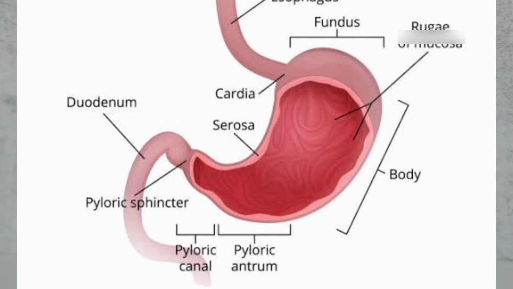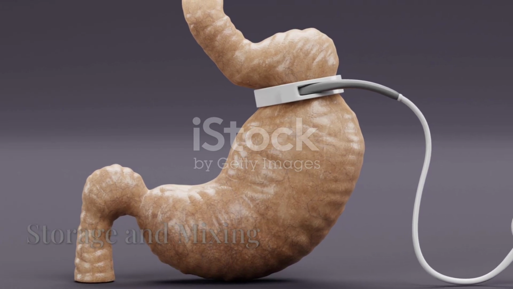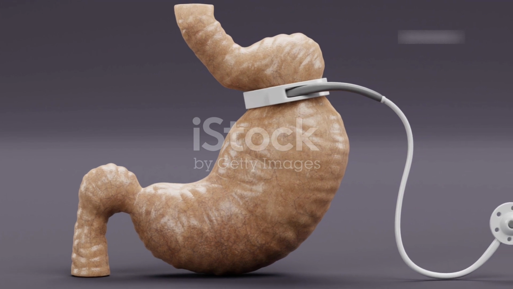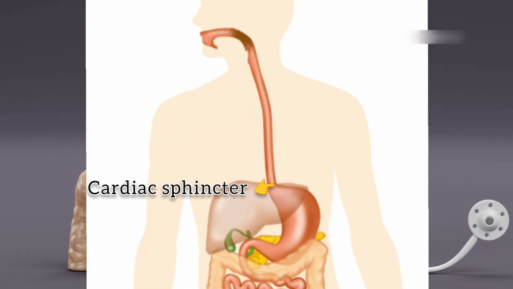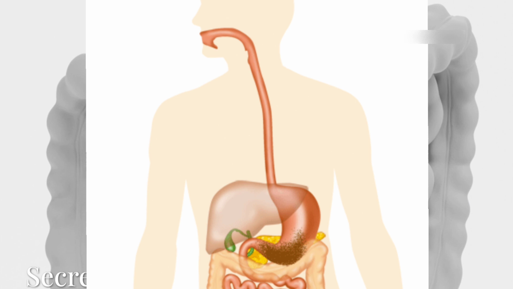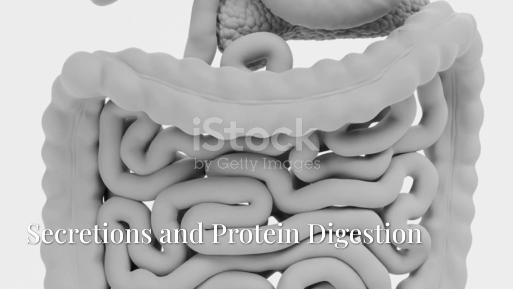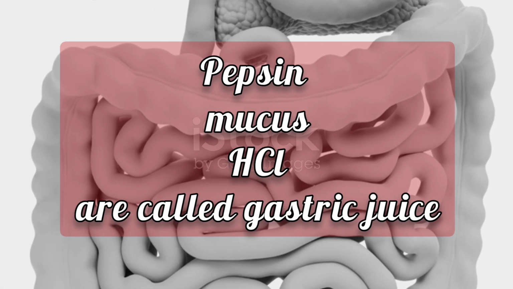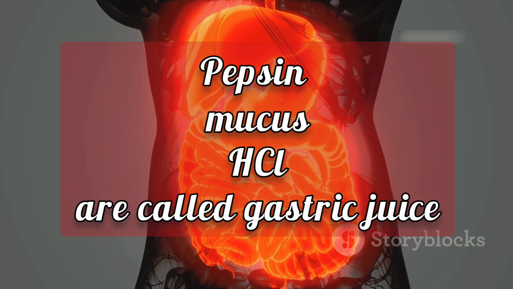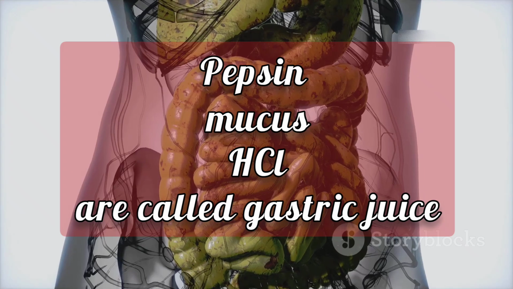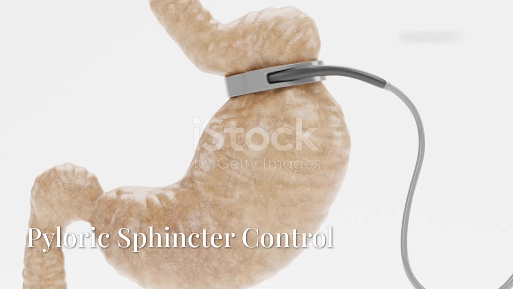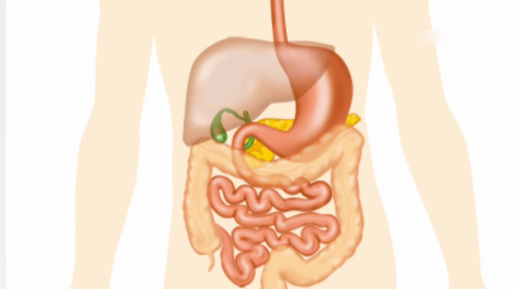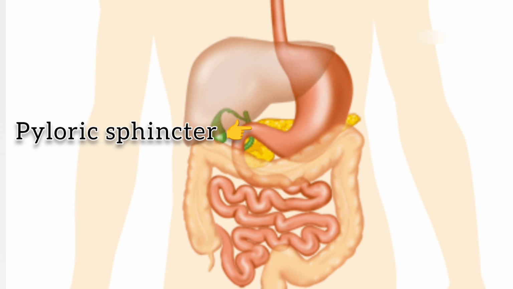So the stomach performs 3 important functions. First, the stomach stores and mixes the food received from the esophagus in the form of a bolus, which enters the stomach through the cardiac sphincter. Second, it produces its secretions in the form of enzymes like pepsin, mucus, and hydrochloric acid, which together are called gastric juice. This is what actually starts the process of protein digestion. Third, the pyloric sphincter controls the amount of food that enters into the intestine.